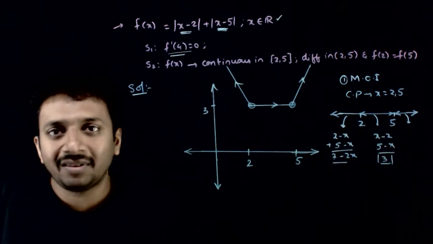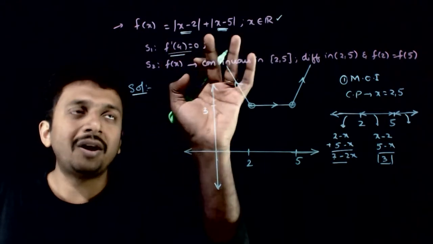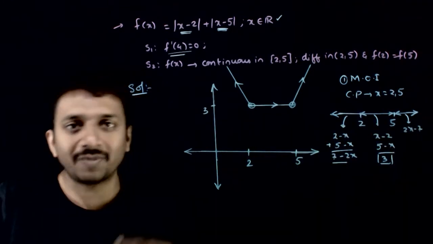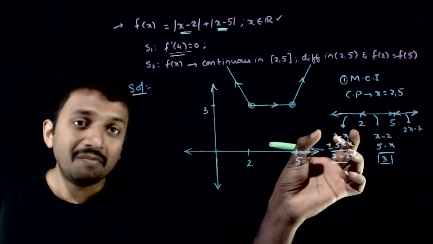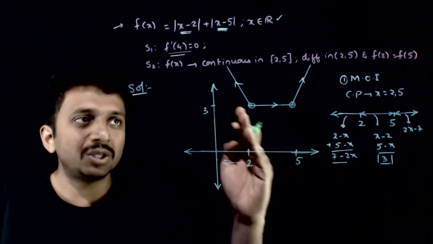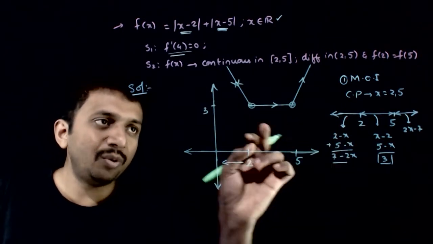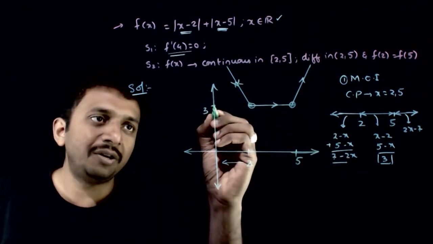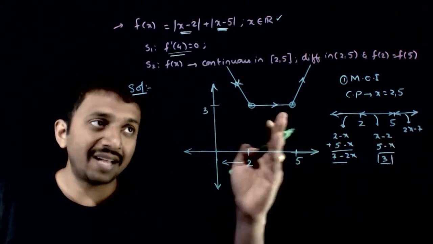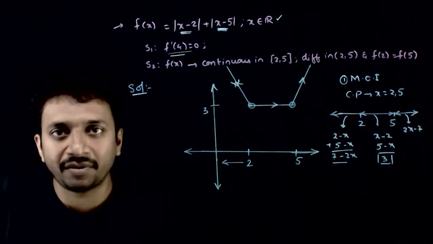Now if you go to the interval greater than 5, this is also positive, this is also positive, so I can remove mod. The function will be 2x minus 7. So before x is equal to 2, the graph corresponds to 7 minus 2x, which is a decreasing graph. Between 2 and 5, the graph is always equal to 3, a constant graph. And after x is equal to 5, it is an increasing graph, 2x minus 7. So now this is the graph of f of x.